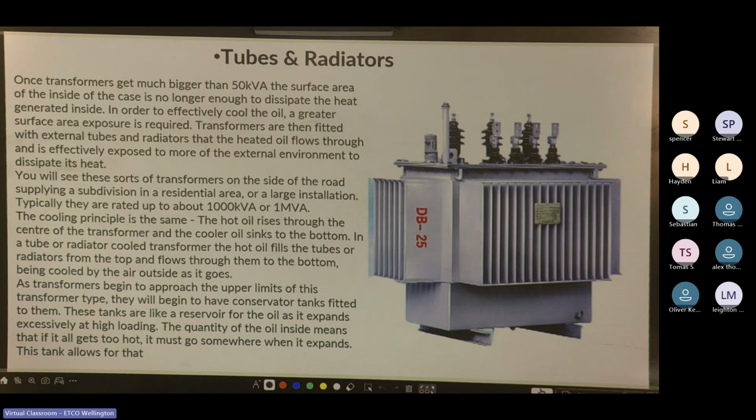The hot oil rises through the center of the transformer and the cooler oil sinks to the bottom. In a tube or radiator cooled transformer, the hot oil fills the tubes or radiators from the top and flows through them to the bottom, being cooled by the air outside as it goes. As transformers begin to approach the upper limits of this transformer type, they will begin to have conservator tanks fitted to them. These tanks are like a reservoir for the oil as it expands excessively at high load. The quantity of oil inside means that if it gets too hot, it must go somewhere when it expands. This tank allows for that.